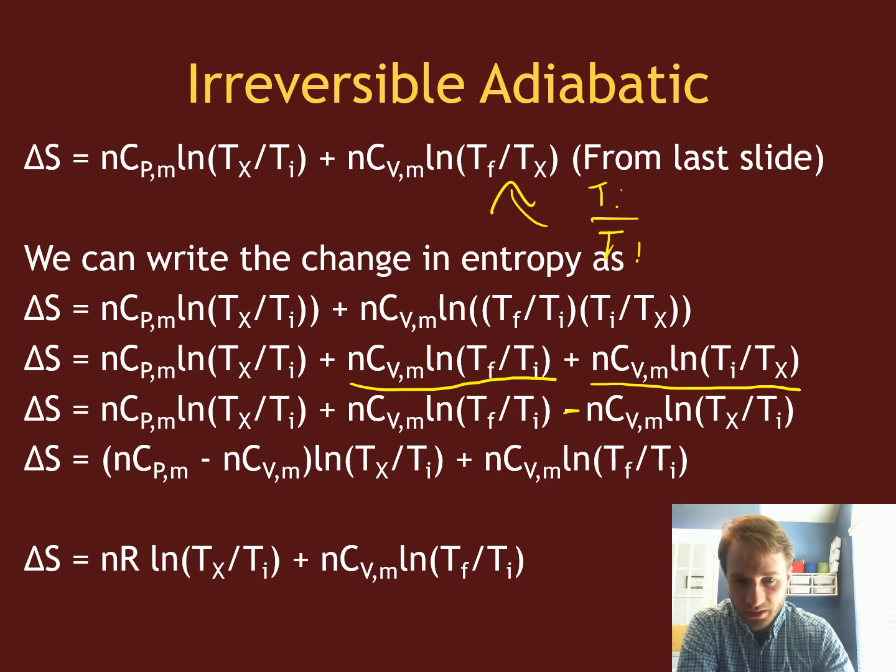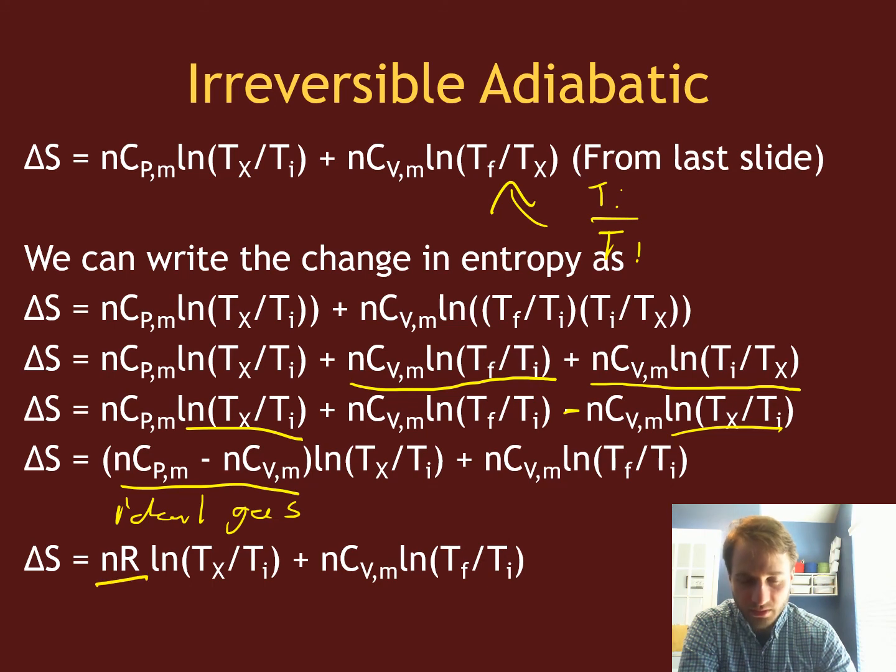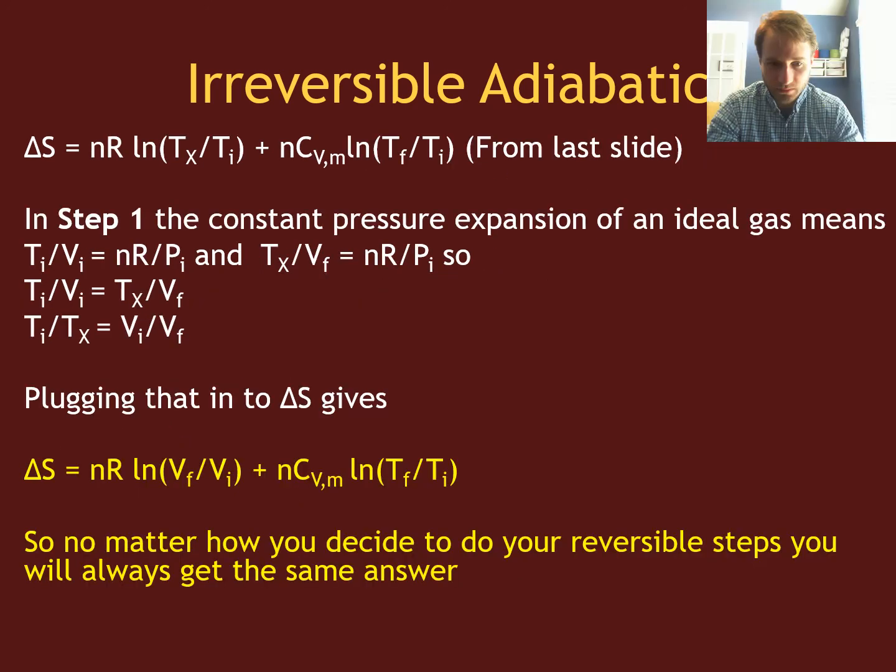And then I can combine the two terms here to have ln of Tx over T initial, okay, to give me NCPM minus NCVM ln Tx divided by Ti plus NCVM ln T final over T initial, okay, which this term here, right, for an ideal gas, is just equal to NR times ln Tx over Ti, okay, plus NCVM ln T final over T initial, okay, right. And so finally, right, we have to kind of get rid of this Tx here, right?